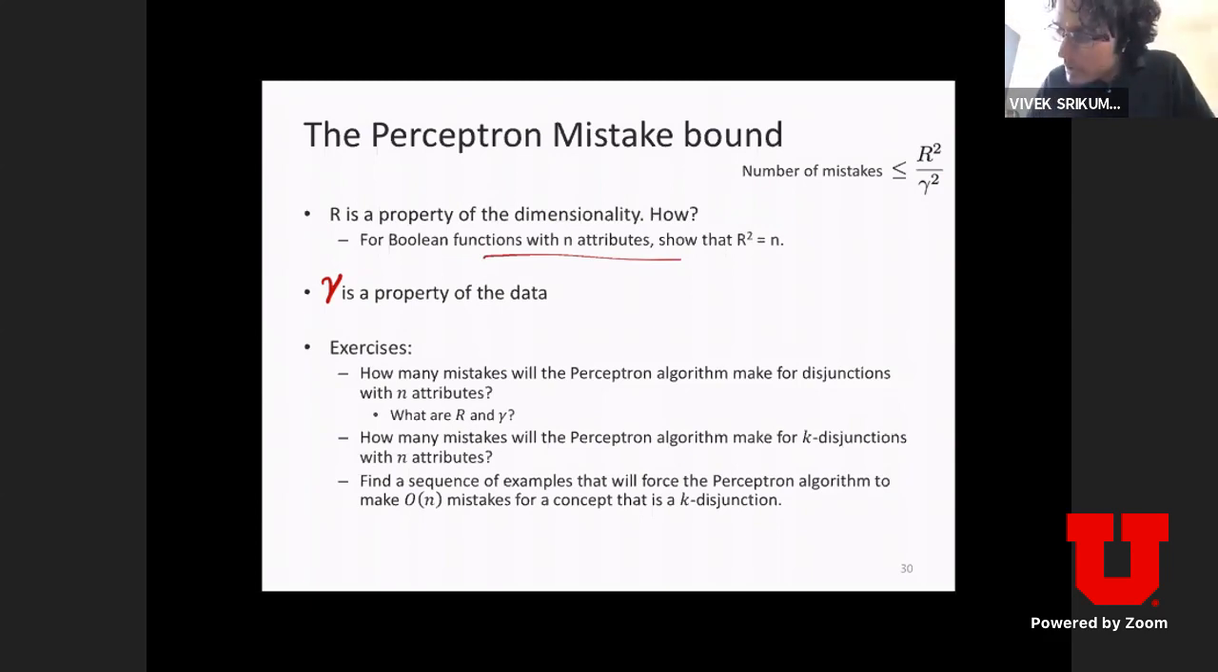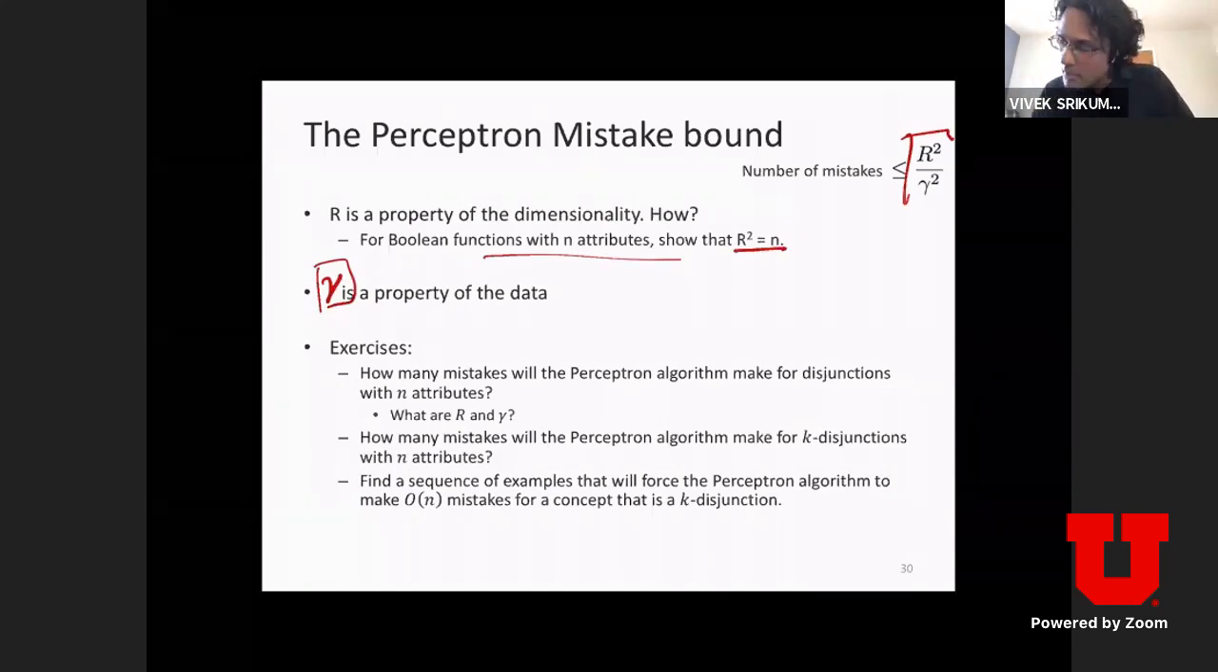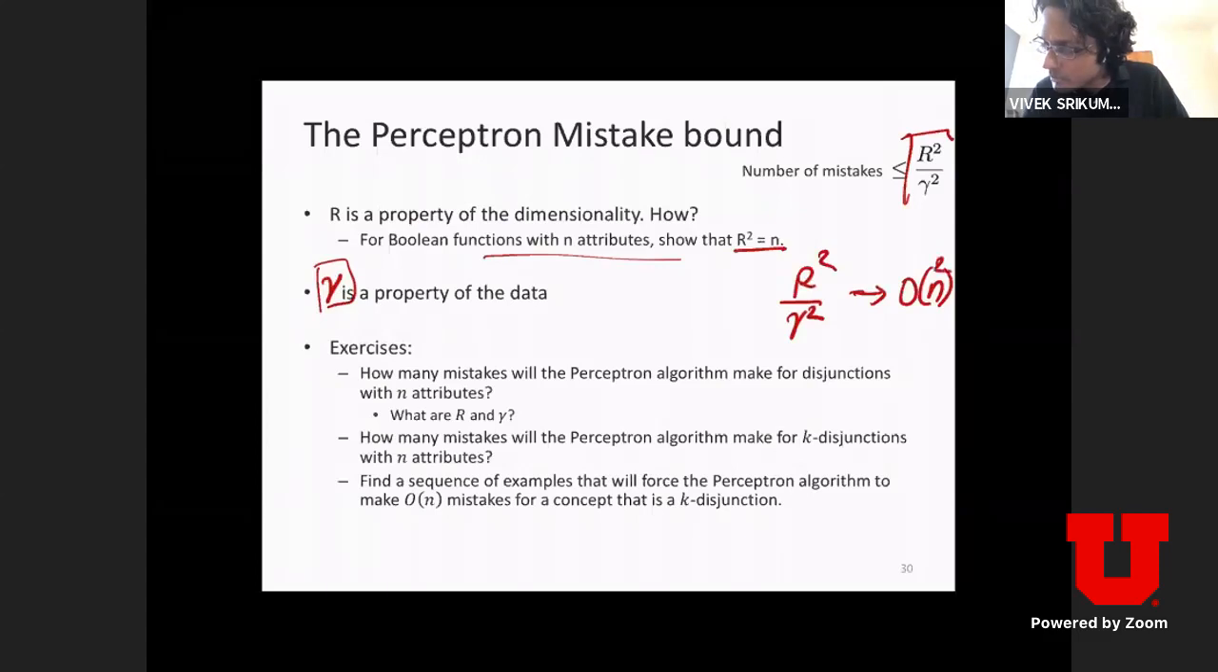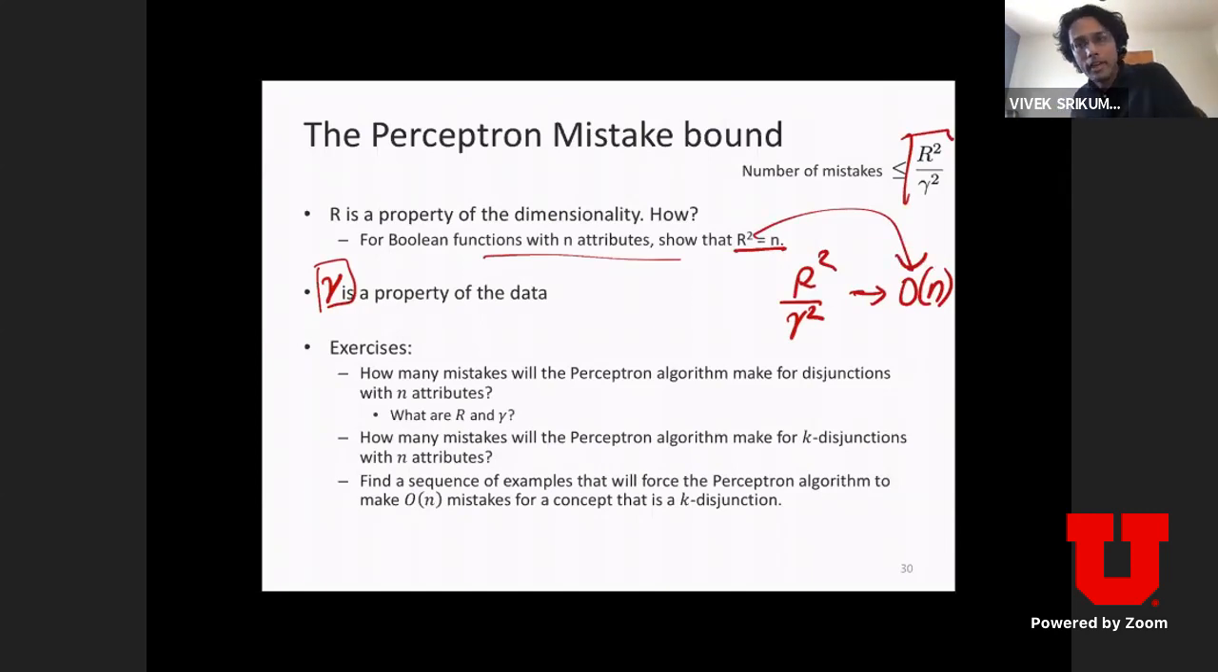It is entirely possible that this bound R square over gamma square is a very loose bound. It's possible that this might be more than the number of data points, but if R square is N, the dimensionality, and gamma is a property that, let's say, is independent of the dimensionality, maybe not, I don't think it needs to be that way, then R square over gamma square is order of N, or N square. No, if R square is N, then this goes here. Now, if it's order of N, this is polynomial in the dimensionality.